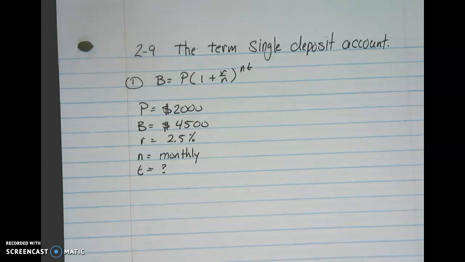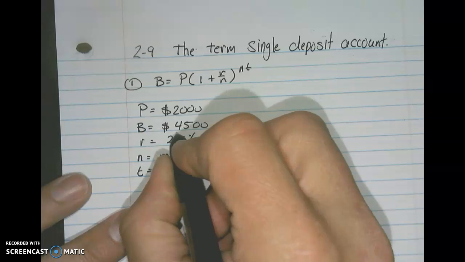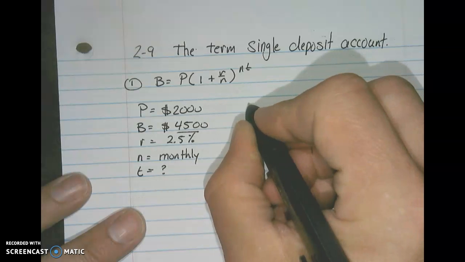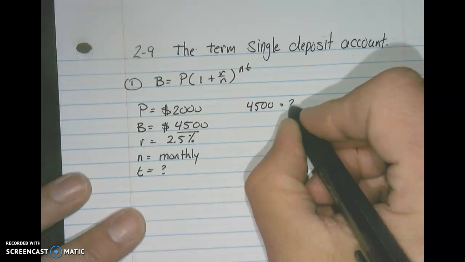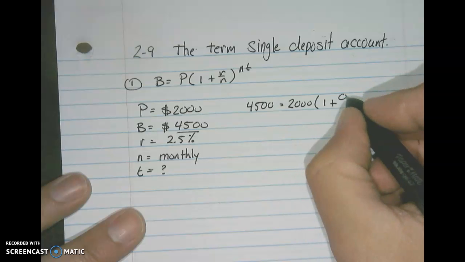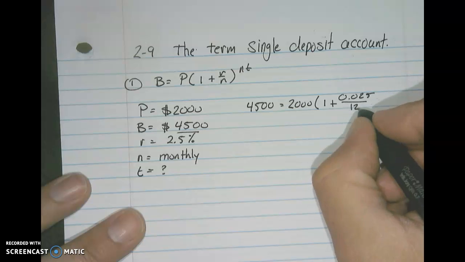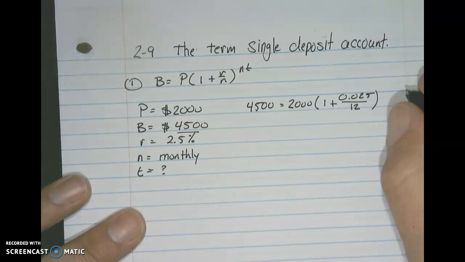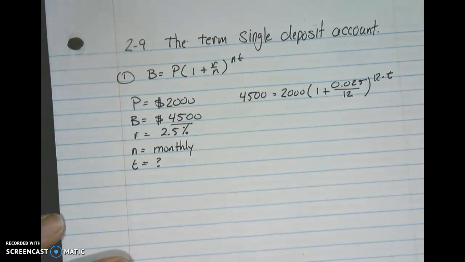Okay. So what we do first is we're going to come into here and put the 4,500 for our B. So we're going to go 4,500, and then our principal was 2,000. 1 plus our rate of 0.025, and then we're going to have 12, and then we're going to have 12 times T. All right. Now I'm going to show all my steps, okay?